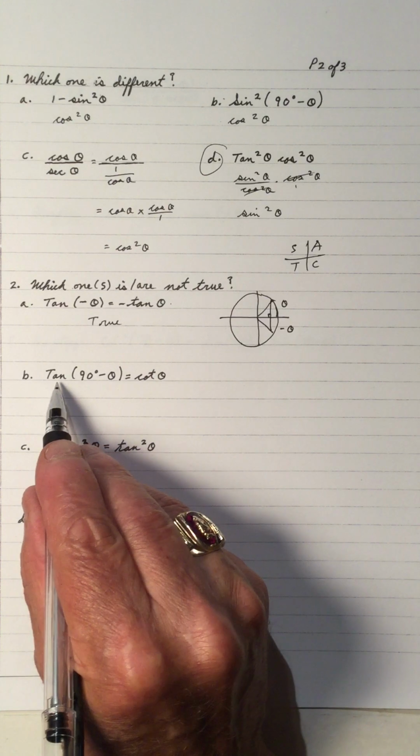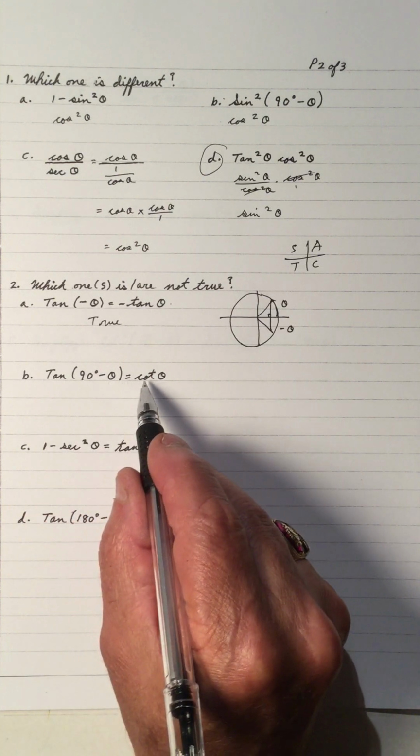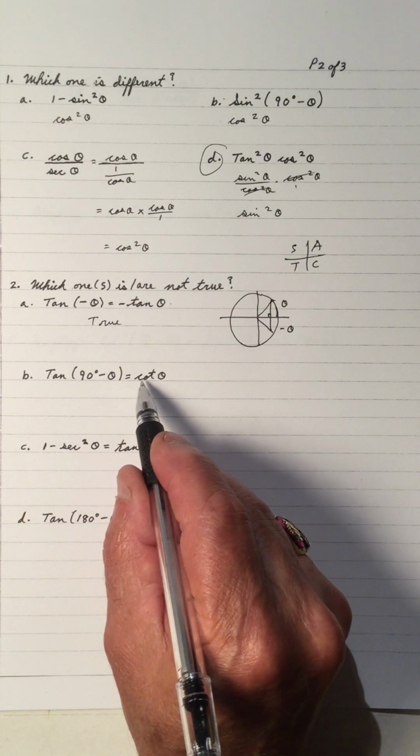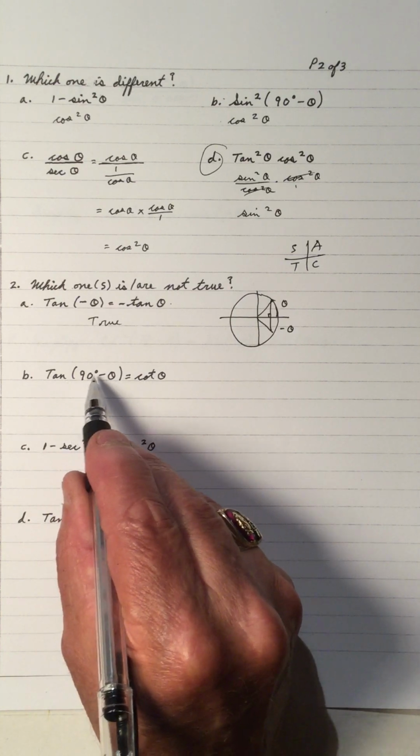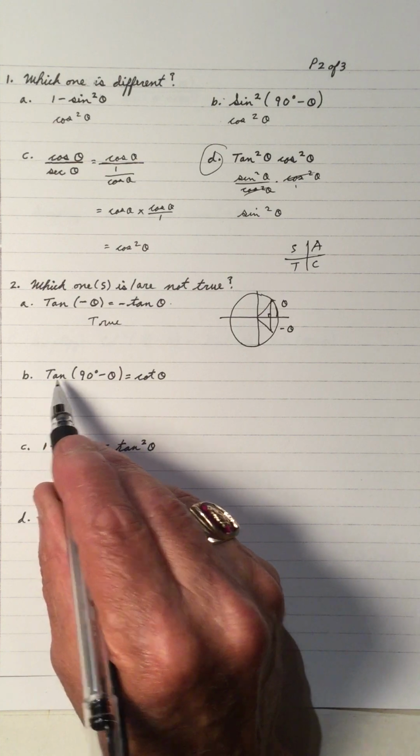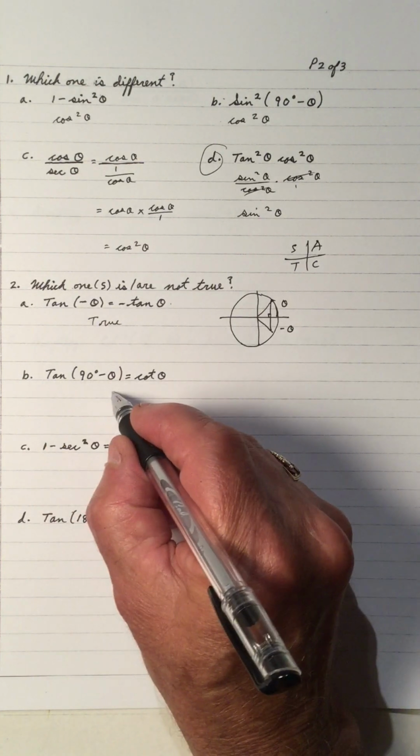Okay. Now what about the tan of 90 minus theta is equal to the cot of theta? Is that true or false? When you go through 90 minus theta, you change cofunctions. Tan is cot. So this one is true.